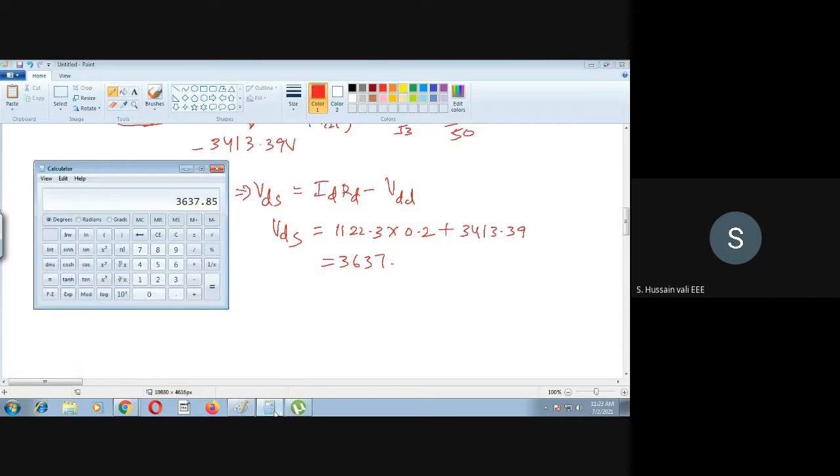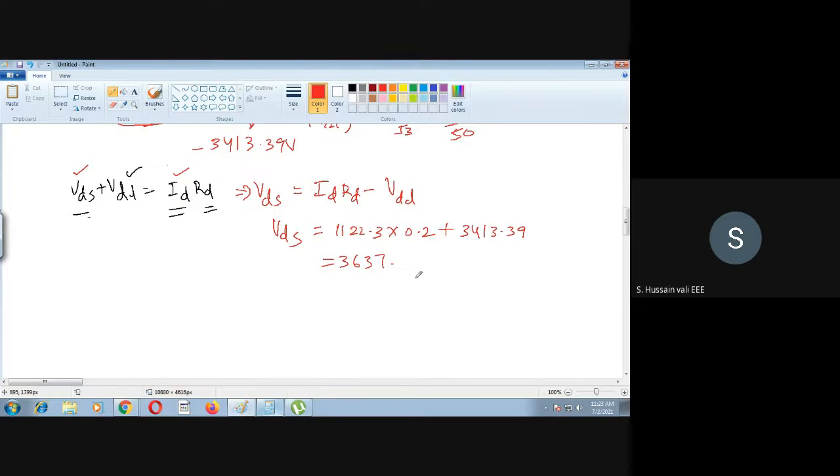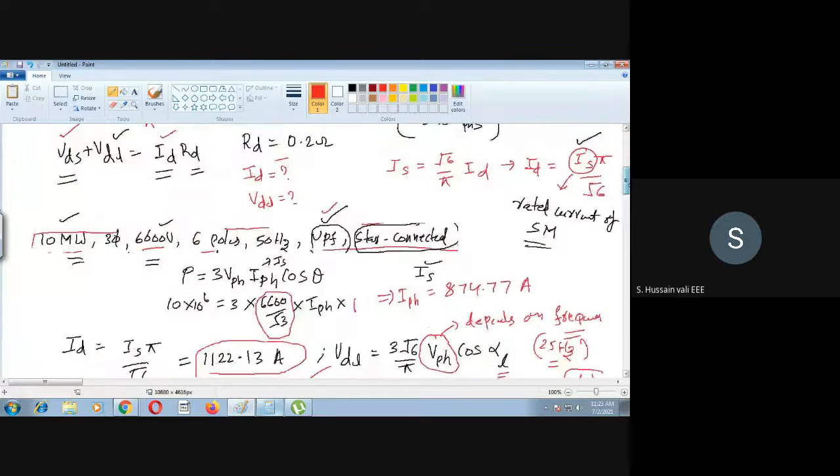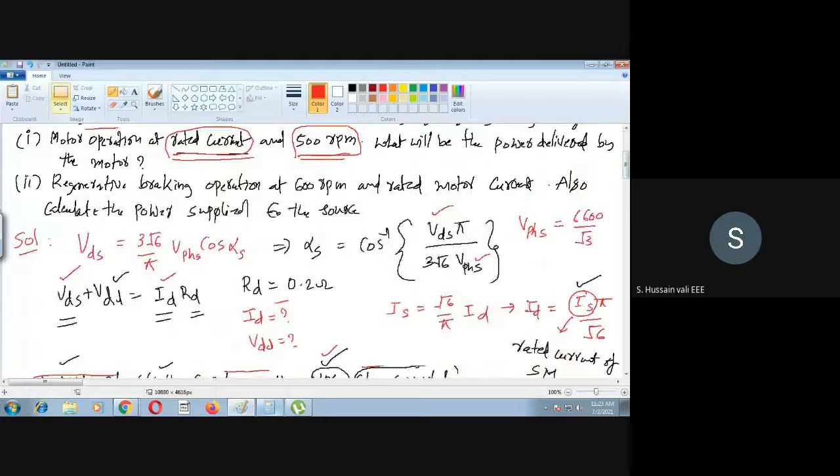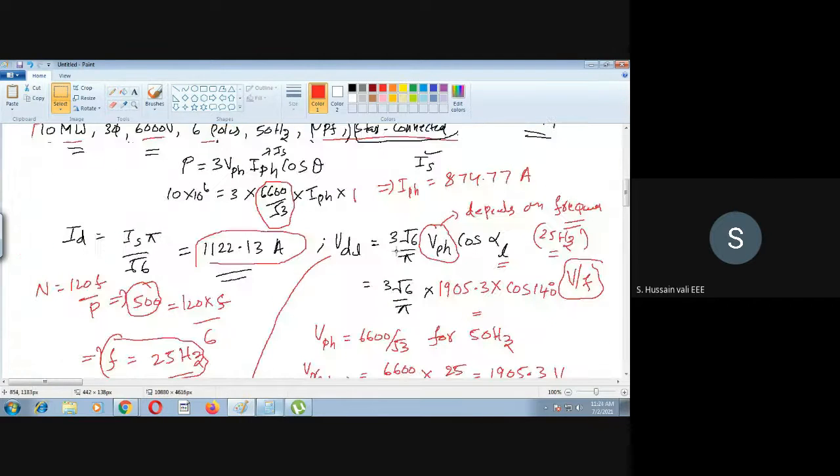Is 1.85. Okay, we got the answer, 85. This is VDS. Now we got the answer for VDS. Now why are we doing all these things? Because you have one equation, the very first equation with which we started the problem, because we want to find out alpha s. So this is the best way: you always start with the question of what exactly you have to find out. Then you try to find out which parameters are missing and how to find them.